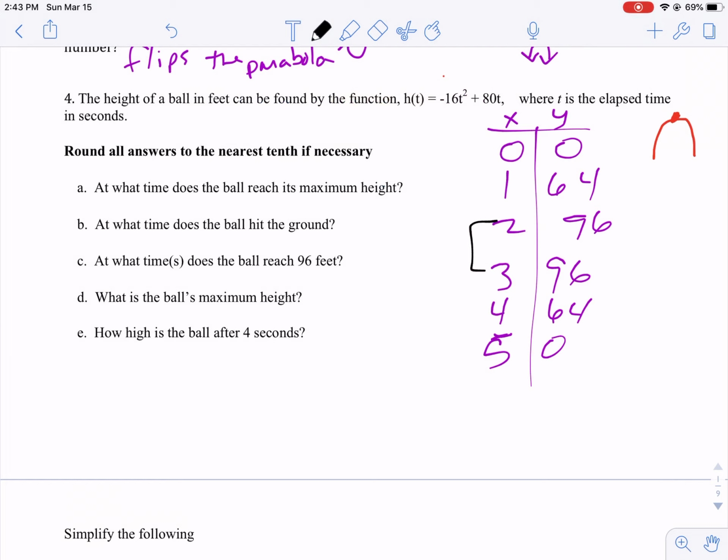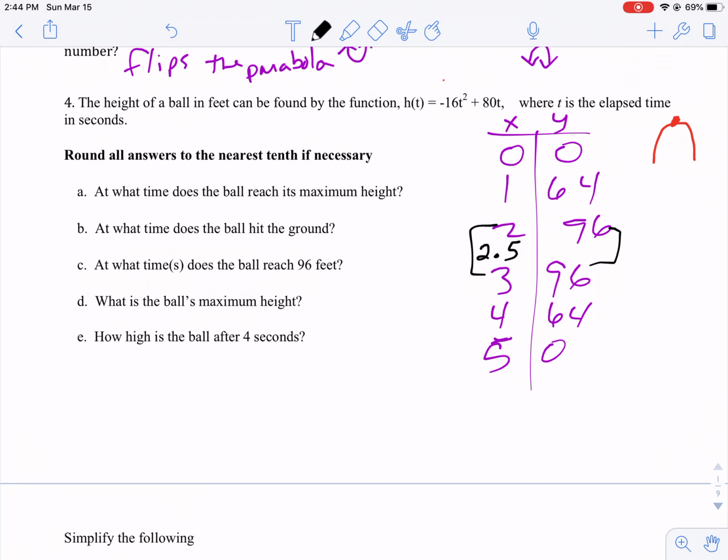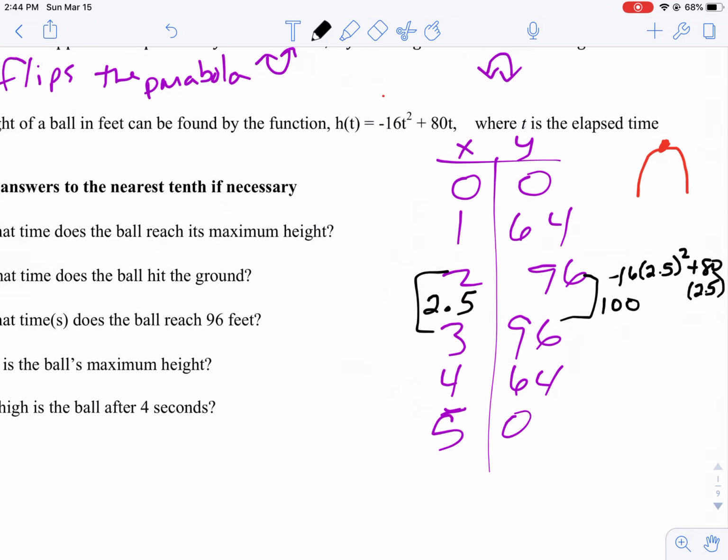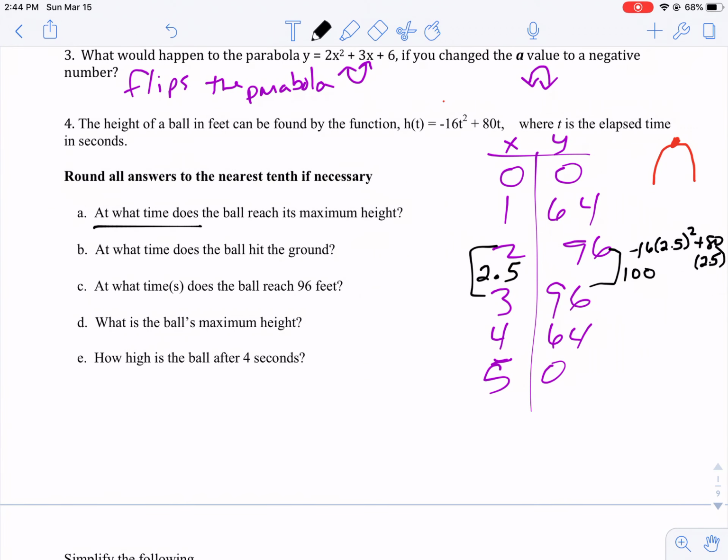We know it's going to happen halfway between these two values because the 96s are the same. Halfway between 2 and 3 is 2.5. To find the y value that goes with it, we're going to plug the 2.5 into the equation. So negative 16 times 2.5 squared plus 80 times 2.5. Let's type that into the calculator. And it says 100.